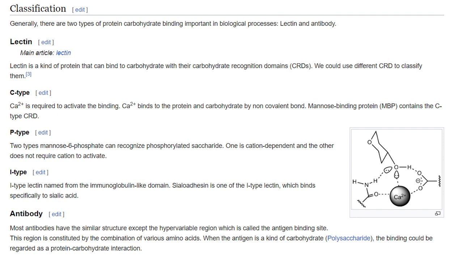So this is one category of classifying the protein carbohydrate binding, and the other one is your antibody. Most antibodies have similar kinds of structures except the variable region, which is called the antigen binding site, and this region is mostly a combination of different amino acids that is important for capturing a particular antigen. And when the antigen is a carbohydrate, like a polysaccharide, then the binding could be termed as a protein carbohydrate interaction.